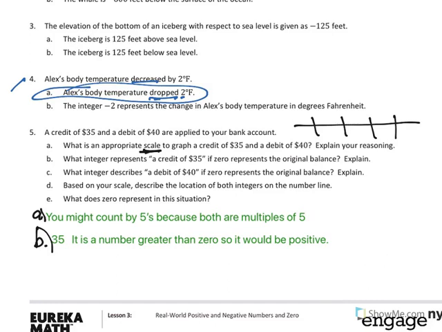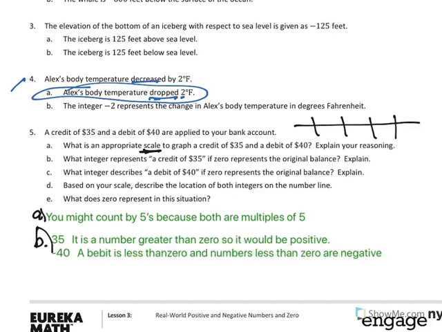So, what would a debit of $40 be? Again, I've already said this, so hopefully you remember what I said. So yes, that would be negative 40, because a debit is less than 0 and numbers that are less than 0 are negative.